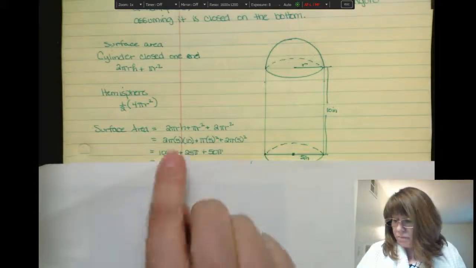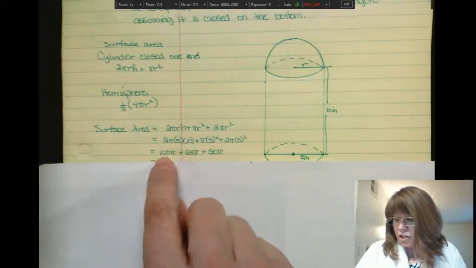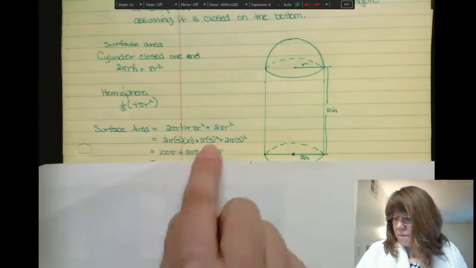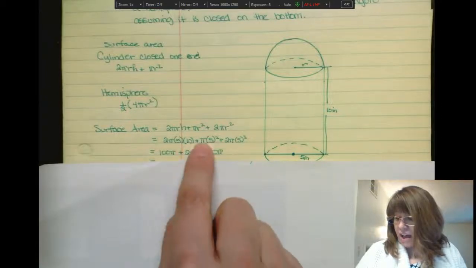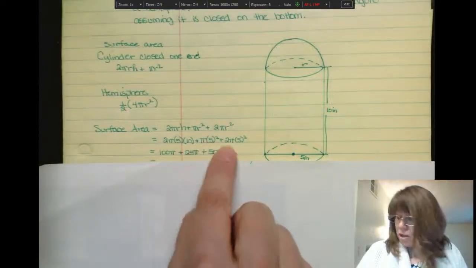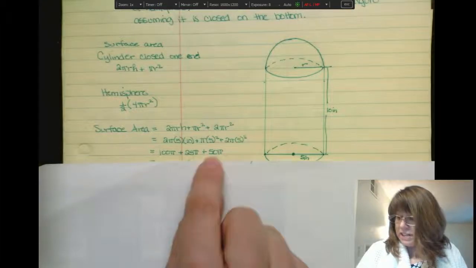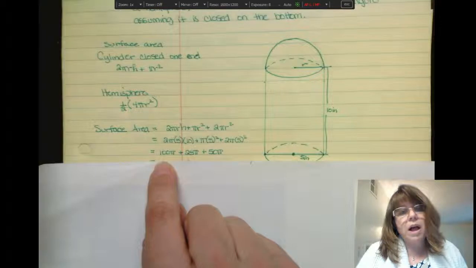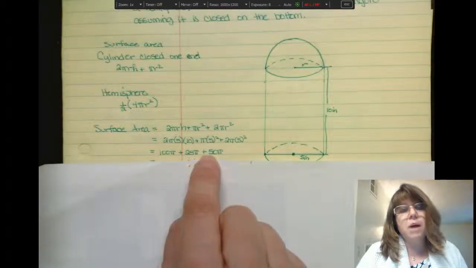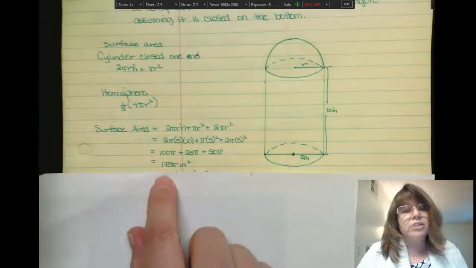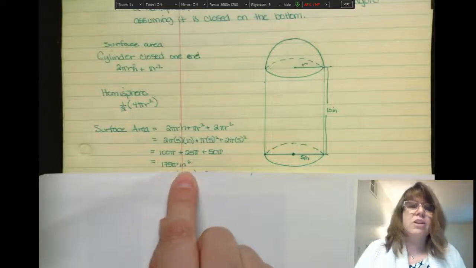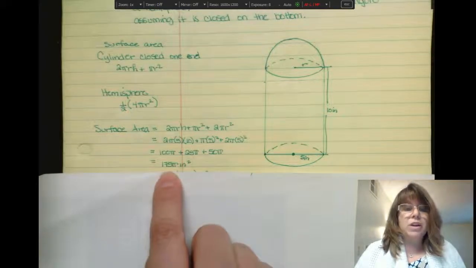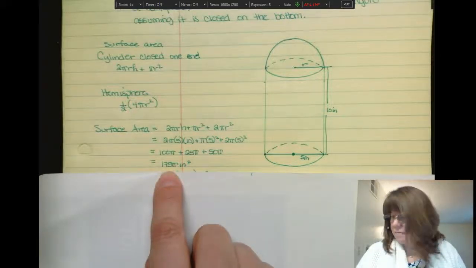Here's what I mean. 2 times 5 times 10 is 200 pi. Treat it like an x. 5 squared is 25 pi. 2 times 5 squared is 50 pi. But these are like terms. 100 pi plus 25 pi plus 50 pi is 175 pi, and I just tacked on the dimensions would be inches squared. Pi we're going to approximate as 3.14.